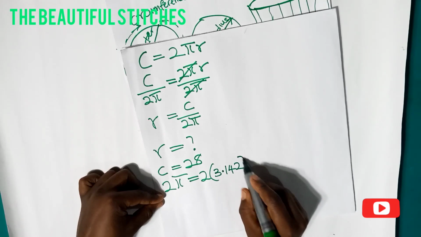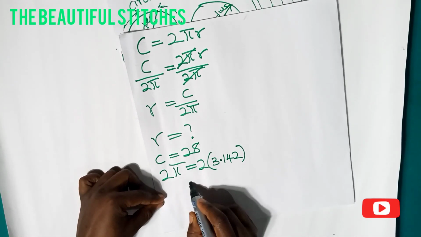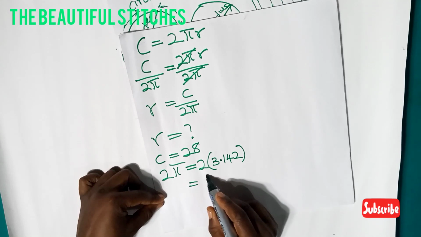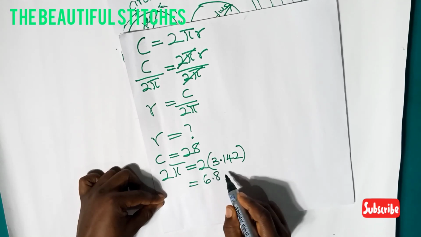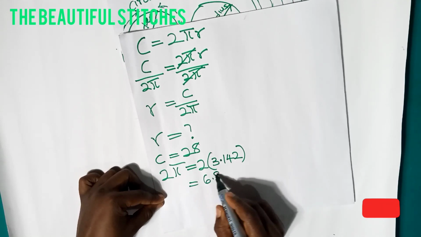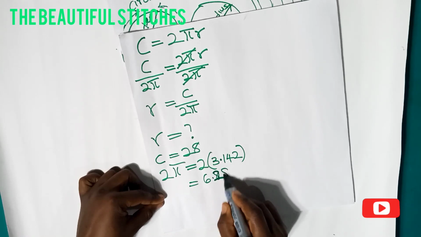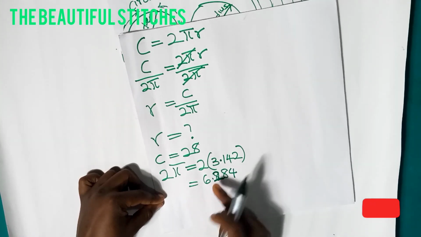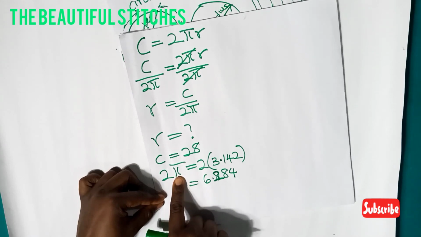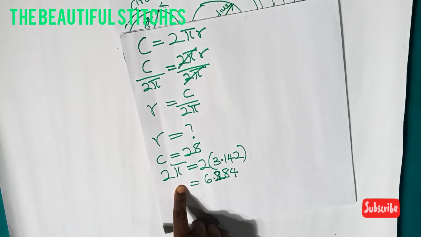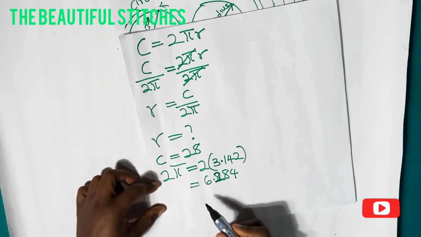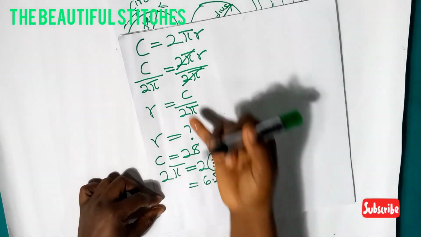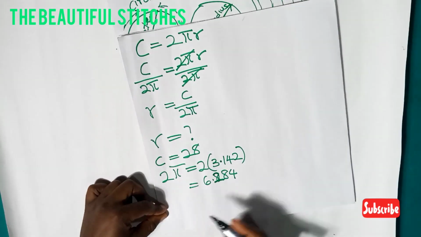3.142. So it is equal to 6.284. This is the value for 2 pi. Okay, this is what we have now. So let's input our figures into this formula now.